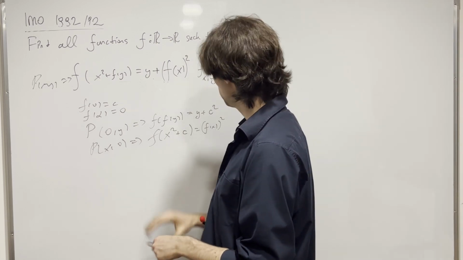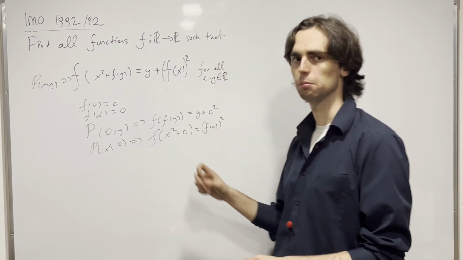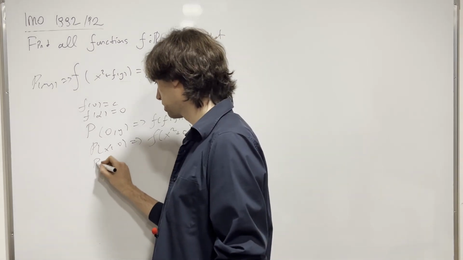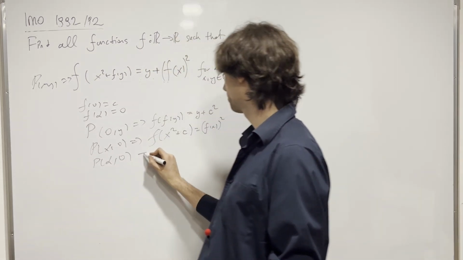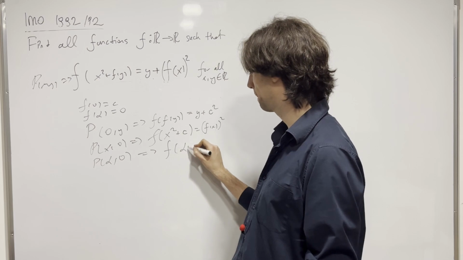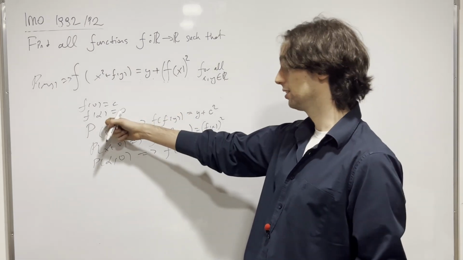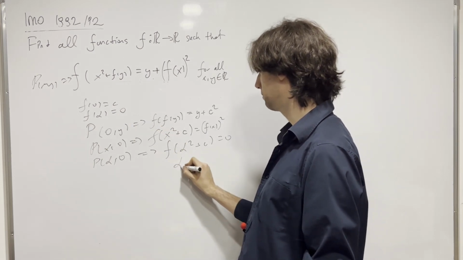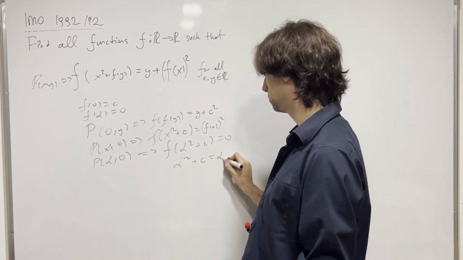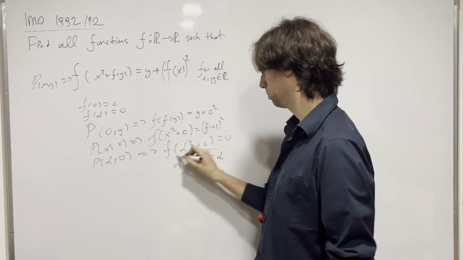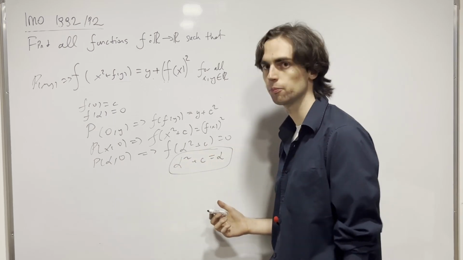Though right now, for me something is popping up. If I plug in here x is equal to alpha, I'll get f of alpha squared plus c is equal to 0. But this is f of alpha already, so I have alpha squared plus c is equal to alpha. Maybe there's a way to use this.